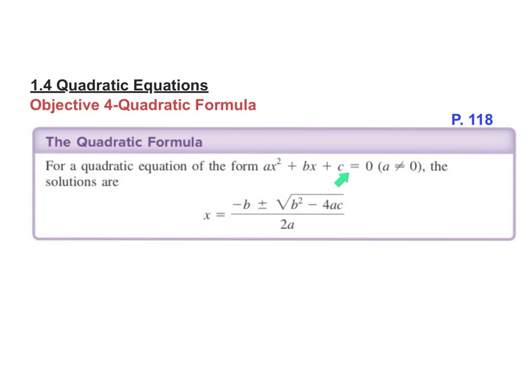This is the standard or general form of a quadratic equation: ax squared plus bx plus c equals 0. A is the coefficient that always goes with the x squared term, B is the coefficient that always goes with the x term, and C is always the constant. This formula you need to memorize if you don't have it already memorized. I will not be providing it for you.